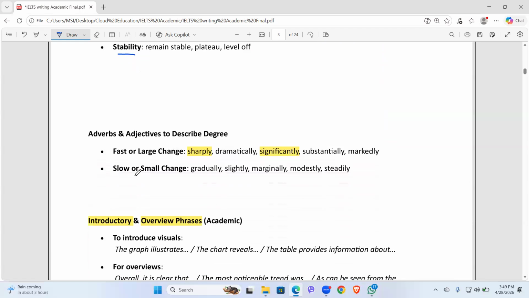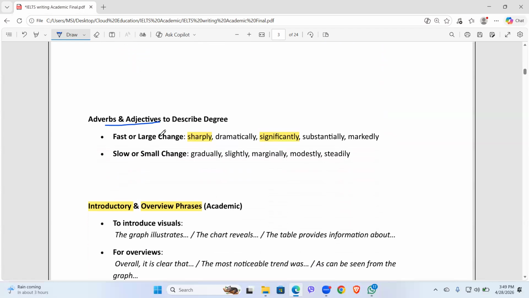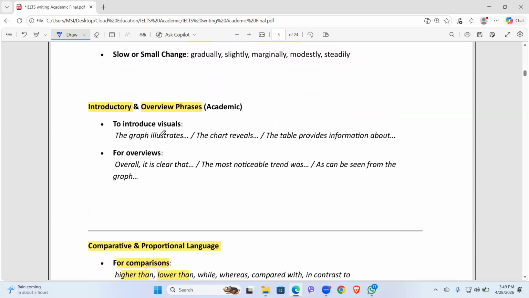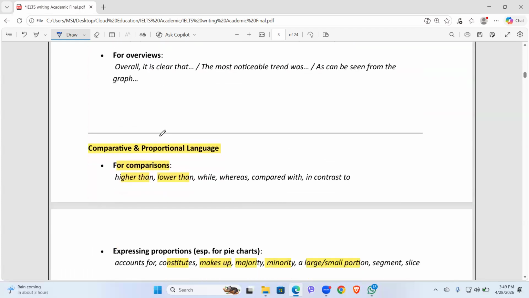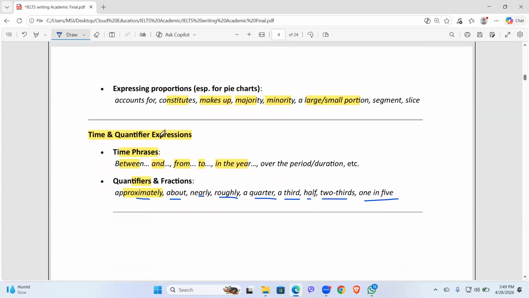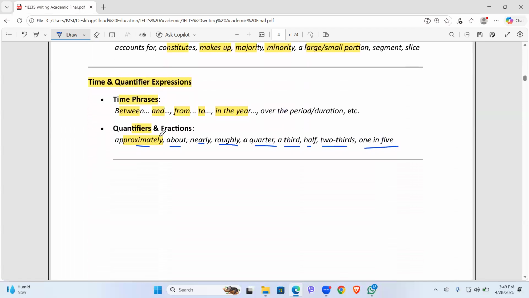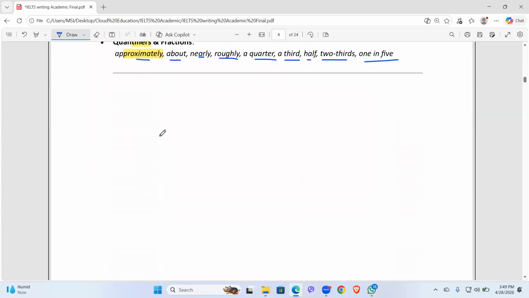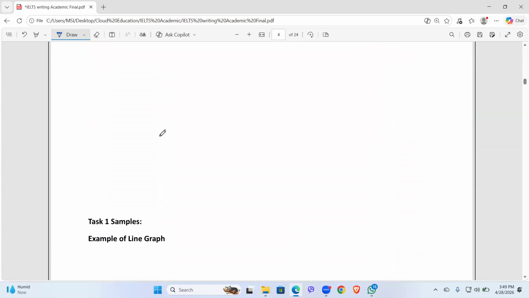And don't forget to use sharply. I mean, this kind of added verbs as well as adjectives. Even in writing task 2, we can use these things. And don't forget to use some transitional words. Yesterday also we talked about that. So yes. Now, this is all about writing task 1.